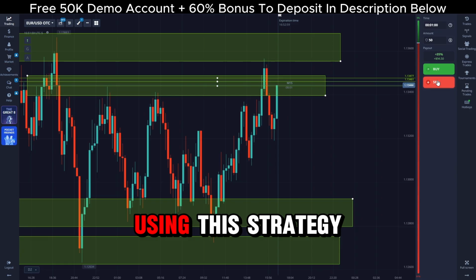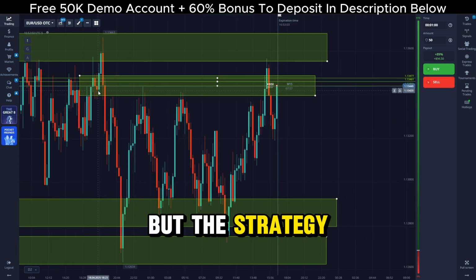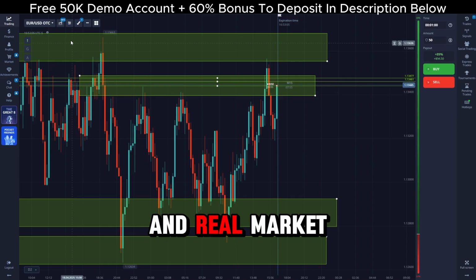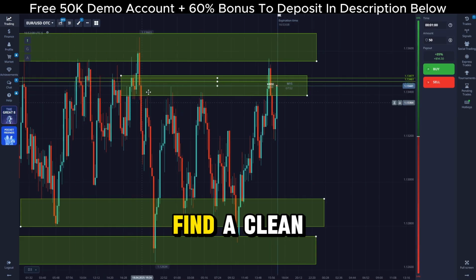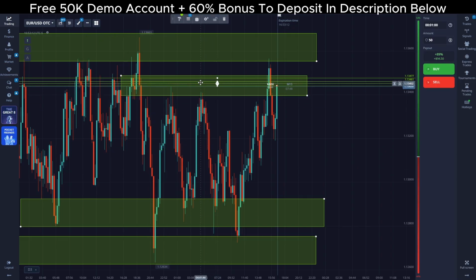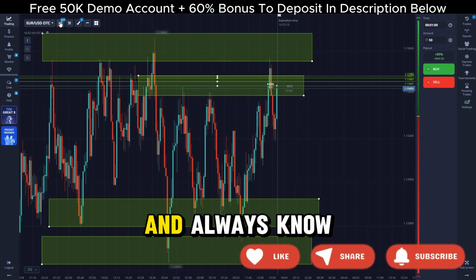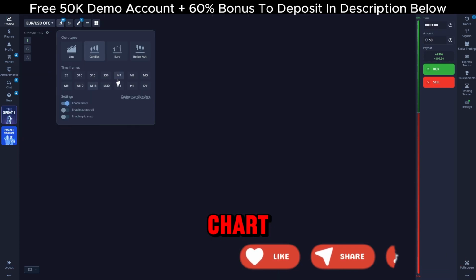Now, I'm currently using this strategy on the OTC market, which can be more volatile, but the strategy works on both OTC and real market pairs. The key is to find a clean chart that's respecting your zones and giving you clear rejections. And probably the most important part of all this is risk management. Know your limits, stick to your plan, and always know when to walk away from the chart, whether you're up or down.